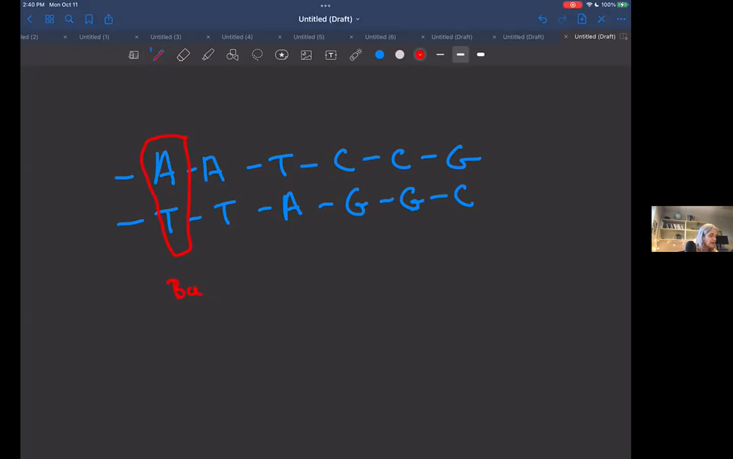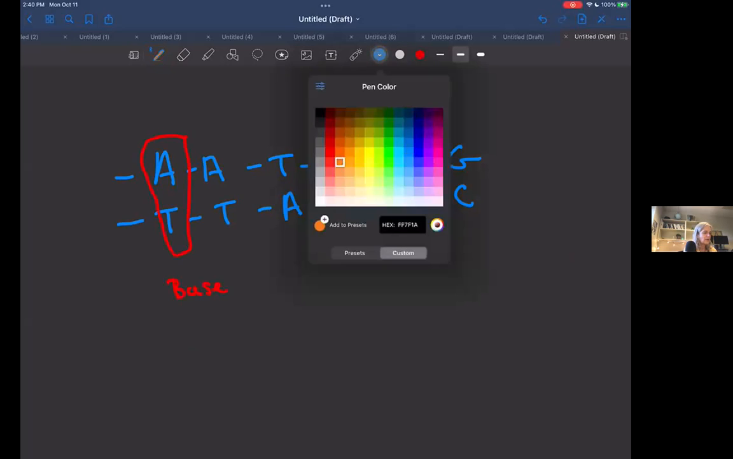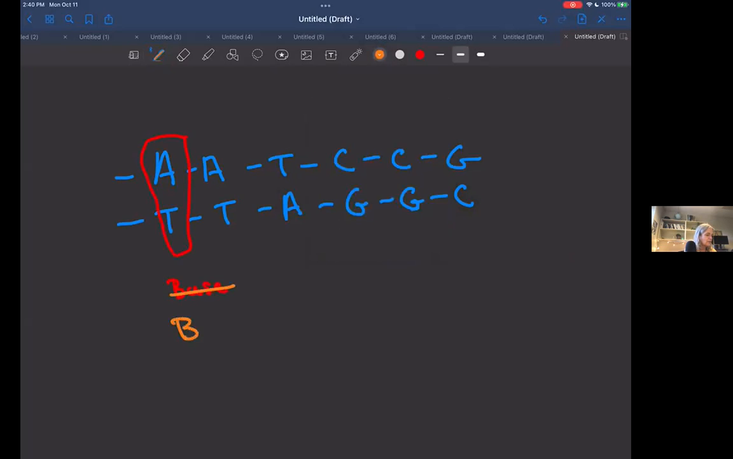So this is a base. Better color. This is a base pair. Okay. So we have 3 billion of those. So that means we have 6 billion nucleotides in our genome. That is a lot of DNA.